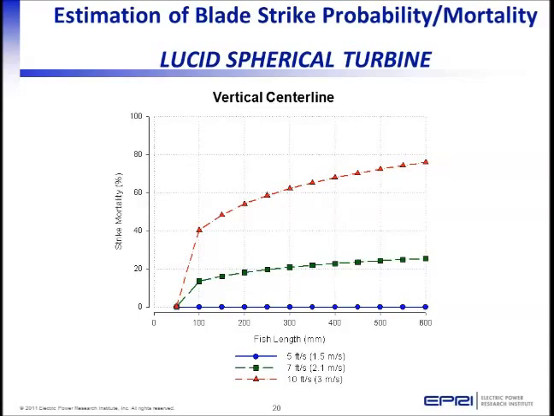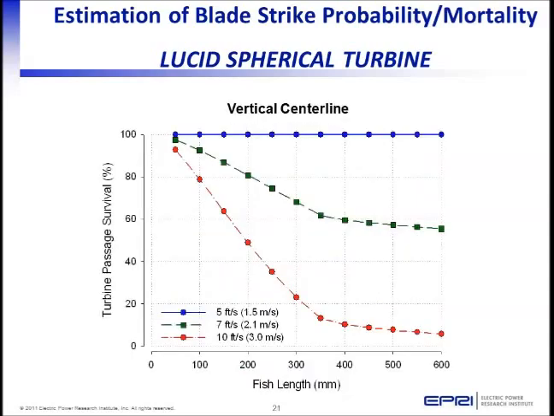Okay, all righty. And you can see that for the 1.5 meters per second, survival is 100%. Strike mortality is essentially 0, and that increases with increasing water velocity. If we look at turbine passage survival, which takes into account the fact that the fish passes the blades twice, and looking at passage on the vertical center line for the Lucid turbine, we can see that passage survival is essentially 100% for 1.5 meters per second flow velocity, and then decreases with increasing fish length and increasing water velocity. Next slide.